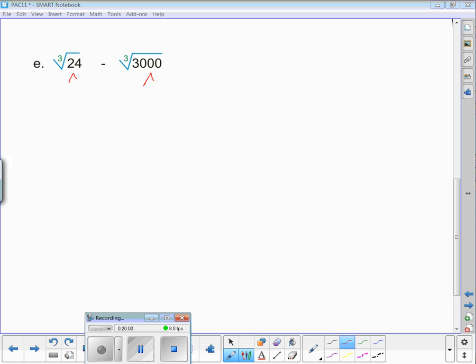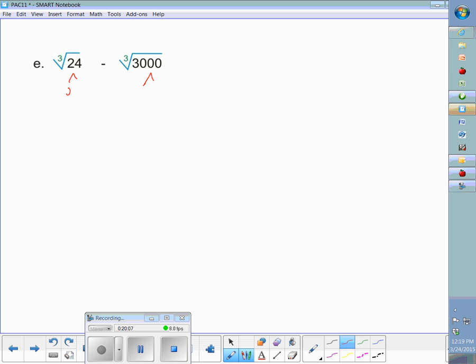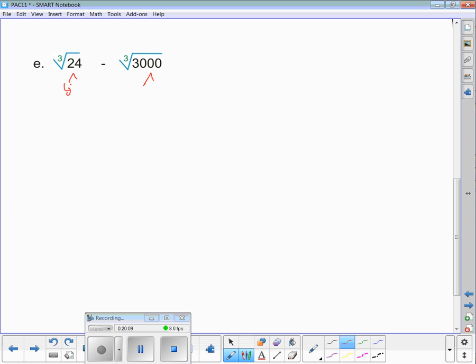Let me show you a little bit of a time saver. There's a lot of ways you can factor. What if I went 3 times 8? Okay, would you agree that's 24? Didn't we already figure out what the cube root of 8 was? The cube root of 8 is 2. So instead of going all the way down to 2 times 2 times 2, I can just take the cube root of 8 because I know it's a 2.